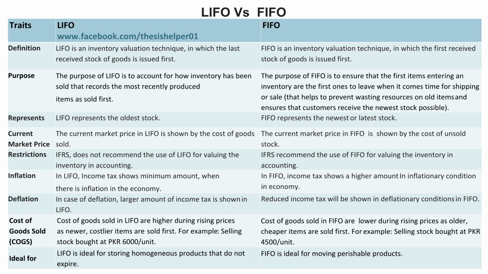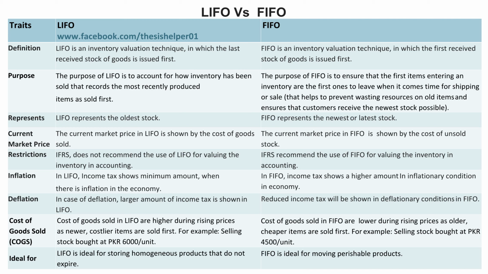Cost of goods sold in LIFO are higher during rising prices as newer, costlier items are sold first. For example, selling stock bought at PKR 6,000 per unit. Whereas, cost of goods sold in FIFO are lower during rising prices as older, cheaper items are sold first. For example, selling stock bought at PKR 4,500 per unit.